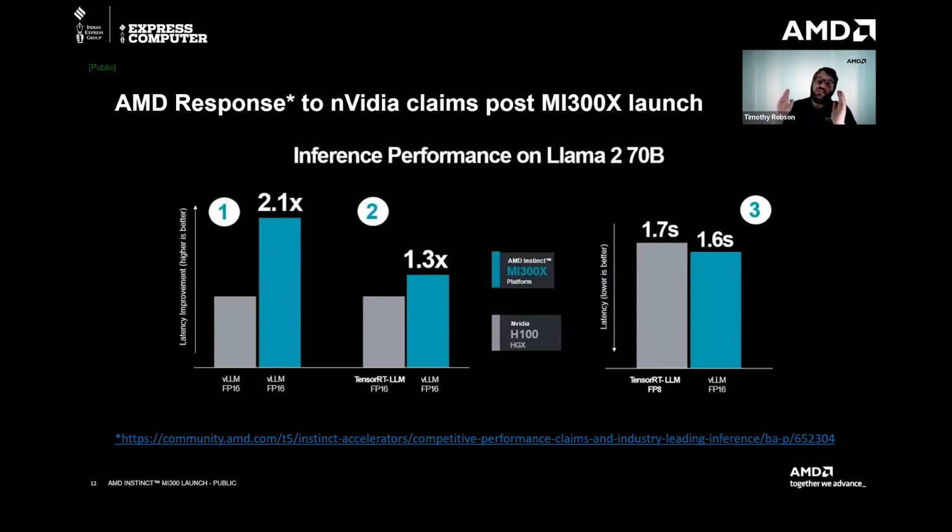They said our TensorRT-LLM is much better. That's what you should be using. Well, when you actually run the TensorRT-LLM, yes, it seems to be better than NVIDIA's version of vLLM, but even at the same level of precision, we're still able to give a 30% better performance with vLLM. And in fact, if you took TensorRT-LLM at FP8 against vLLM at FP16, so double the precision, you still actually, in terms of latency, get a better response on the AMD MI300X.